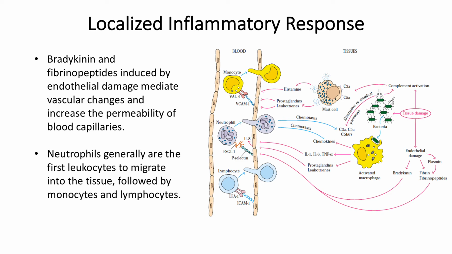Okay. Also they are releasing this set of IL-1, IL-6, TNF alpha cytokines, which helps to release neutrophils. Neutrophils generally are the first leukocyte to migrate into the tissue, followed by monocyte and lymphocyte. Okay, so that's what they are doing at the site of infection.